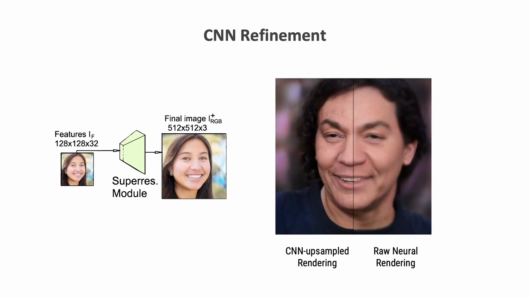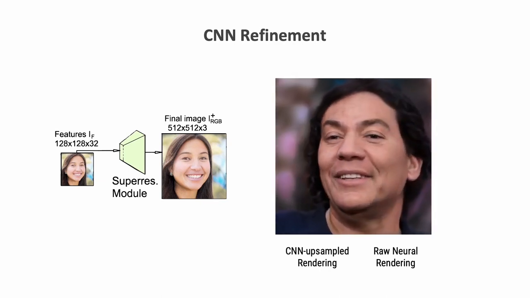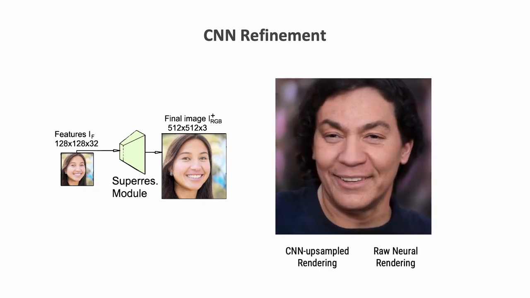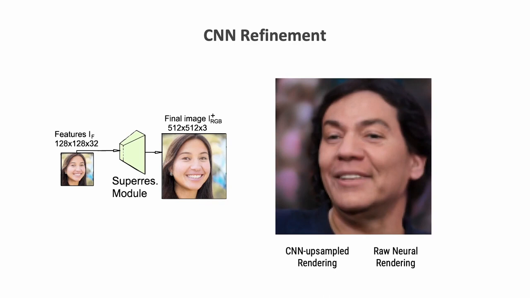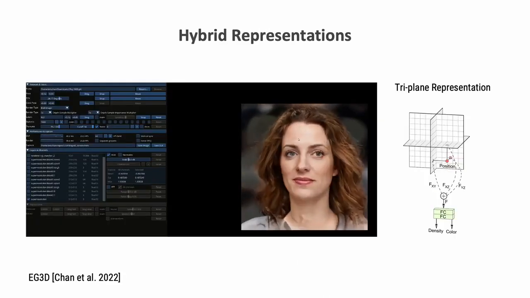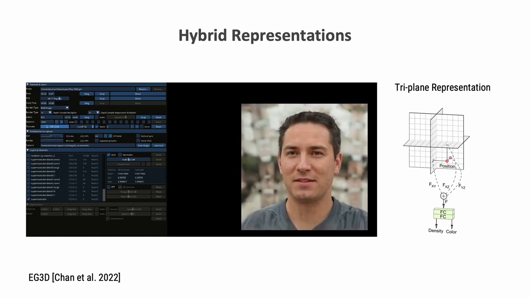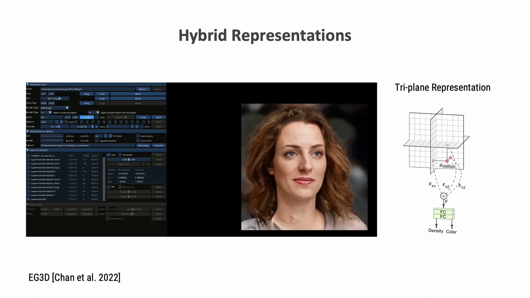Meanwhile, other methods have turned to CNN-based upsampling and refinement to sidestep the computation requirements of neural ray marching and enable higher resolution image synthesis. Still other approaches have transitioned from using large multi-layer perceptrons to efficient hybrid representations, which speed up neural rendering and open the door for real-time applications.